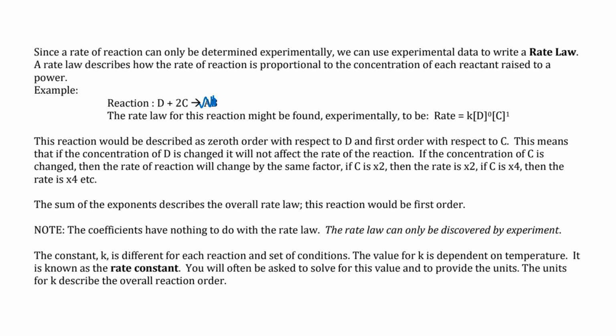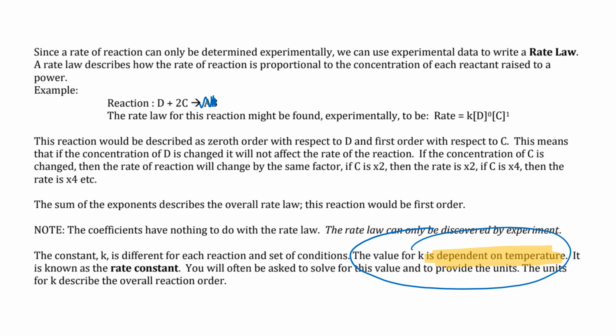The coefficients in the balanced equation have nothing to do with the rate law. It can only be discovered by experiments. So you're going to get data, and from there you need to figure out what that is. The constant K, which we're going to talk about in a second, differs for each reaction in the set of conditions. It is dependent on temperature, so this is probably something key we have to think about. You can almost bet that that will be a question on your exam.